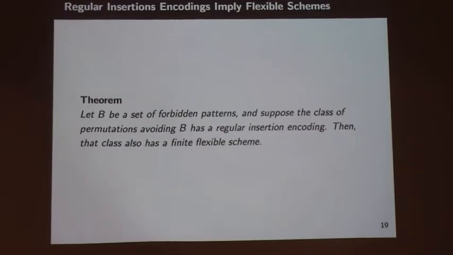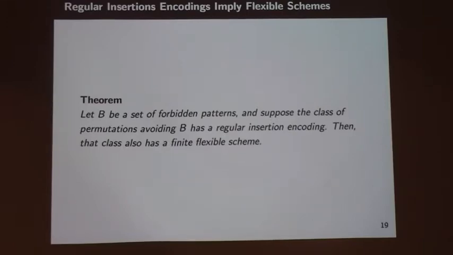Here's another important theorem. I claimed to you earlier that this flexible scheme was able to handle any permutation class that traditional schemes could, or any permutation class that the insertion encodings could. Hopefully it's clear how this is just a generalization of traditional enumeration schemes. It's the same thing as enumeration schemes, except we allow you a little bit more freedom in how you choose your replacement rules. But it's not at all obvious immediately why having a regular insertion encoding implies that you have a flexible scheme.